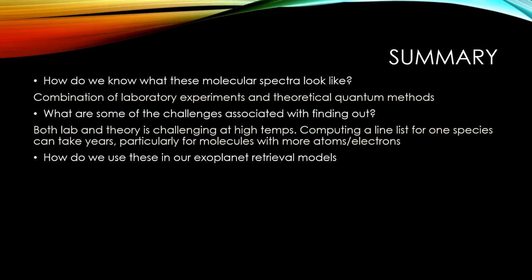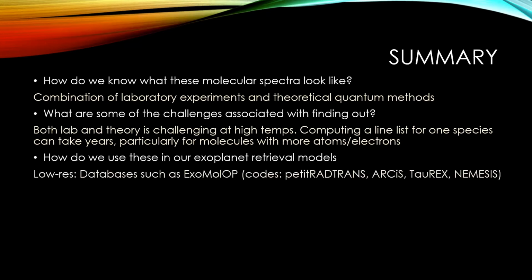How do we use these in our exoplanet retrieval models? So for low resolution observations, there are databases such as ExoMol. This is the one I concentrated on because obviously it's the one I was involved in, but there are some others available. So this one was particularly formatted for these 4 different retrieval codes: PetitRADTRANS, ARCiS, TauREx, and NEMESIS.